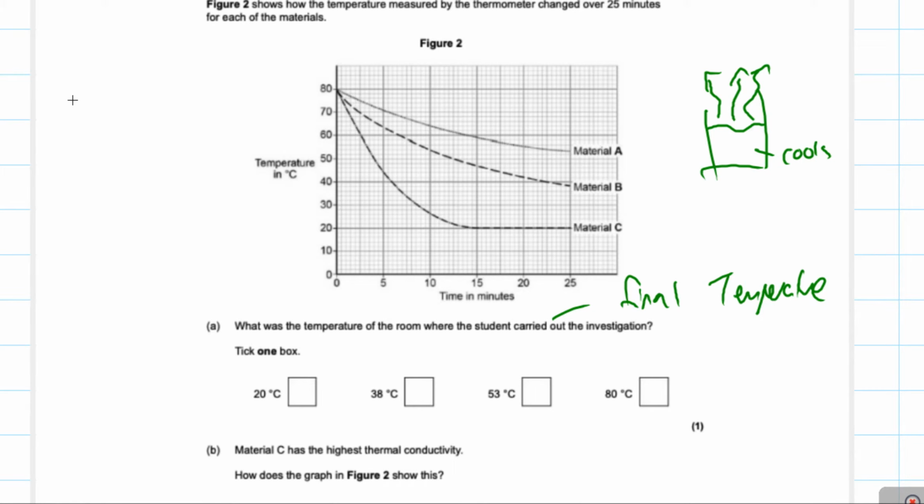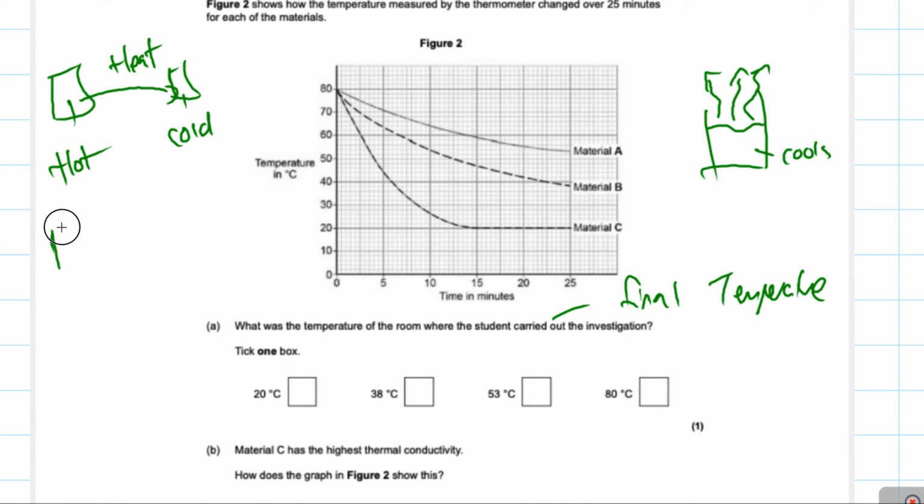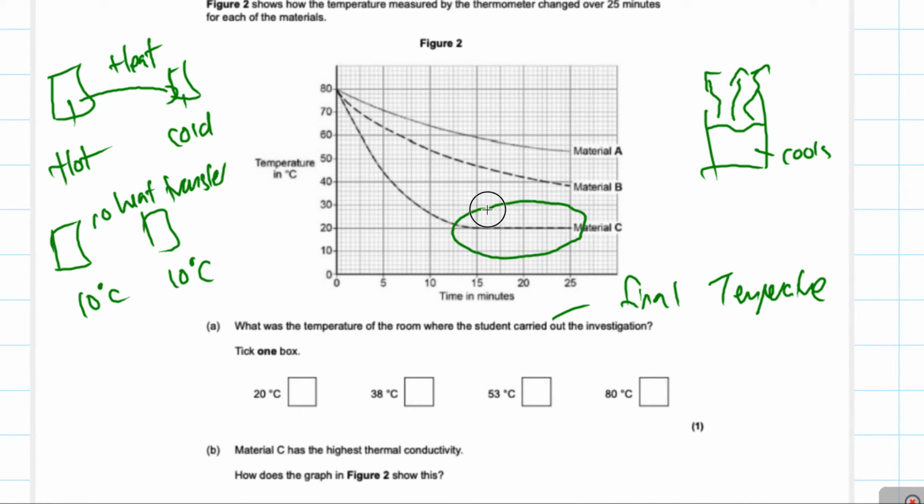Because heat, if there's a difference in temperature, for example, if this is hot and this is cold and they're next to each other, then the heat will flow that way. It will go from hot to cold. But if there's no temperature difference, so for example, if this is 10 degrees and this is 10 degrees, then there is no heat transfer on a basic level because they're at the same temperature. So in this situation, we want to find the one where the temperature remains constant. Here, it remains constant for material C at 20 degrees. So we can say that the room temperature must be 20 degrees.